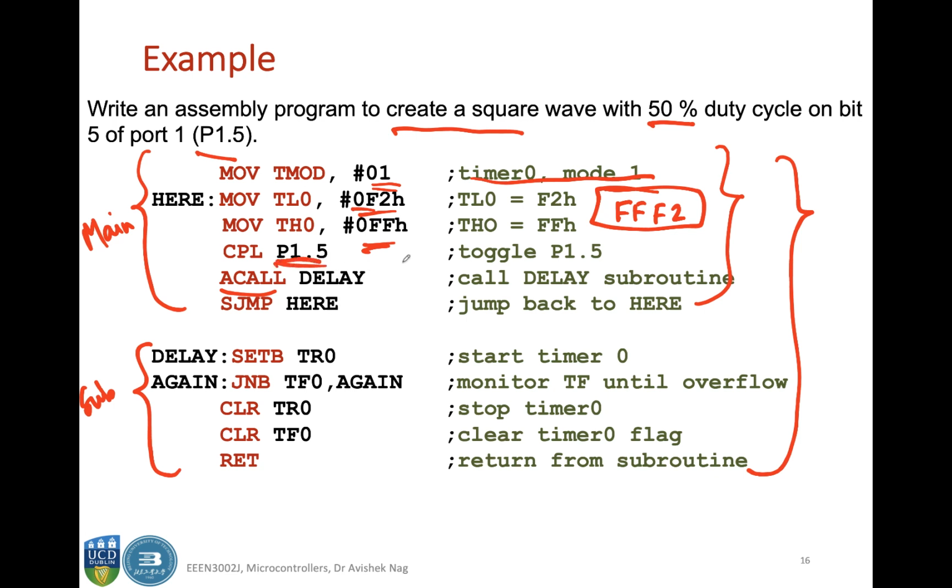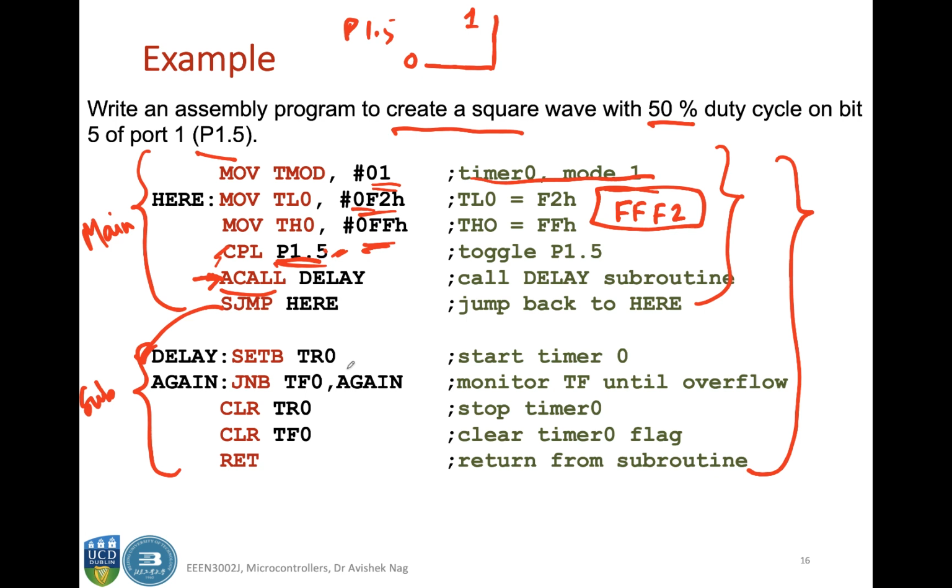So whatever is the initial state, it goes to the next state. If it is 0, then it goes to 1 after this instruction, or if it is 1, then it goes to 0. So let's say the P1.5 is initially 0. After this instruction it will go to 1, and then the delay subroutine is called, so it goes to the delay subroutine.